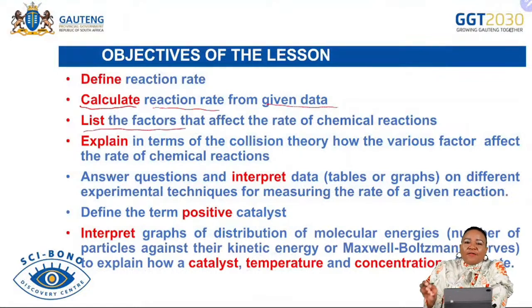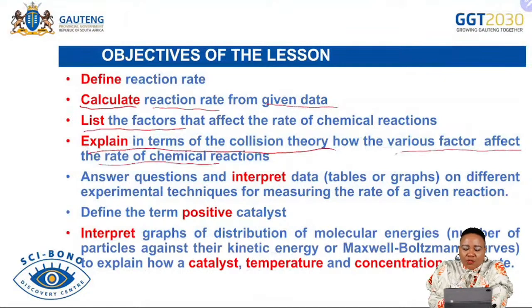The factors that affect the rate of reaction, as the exam guideline says, you must list them, but we are not only going to list the factors, we are going to say how the factors are affecting the rate of reaction, and we are going to focus on this using the collision theory. We are going to explain in terms of collision theory, as I said, the various factors that affect the rate of reaction. After understanding which factors affect the rate of reaction, you need to explain using collision theory how each and every factor affects the rate of reaction.